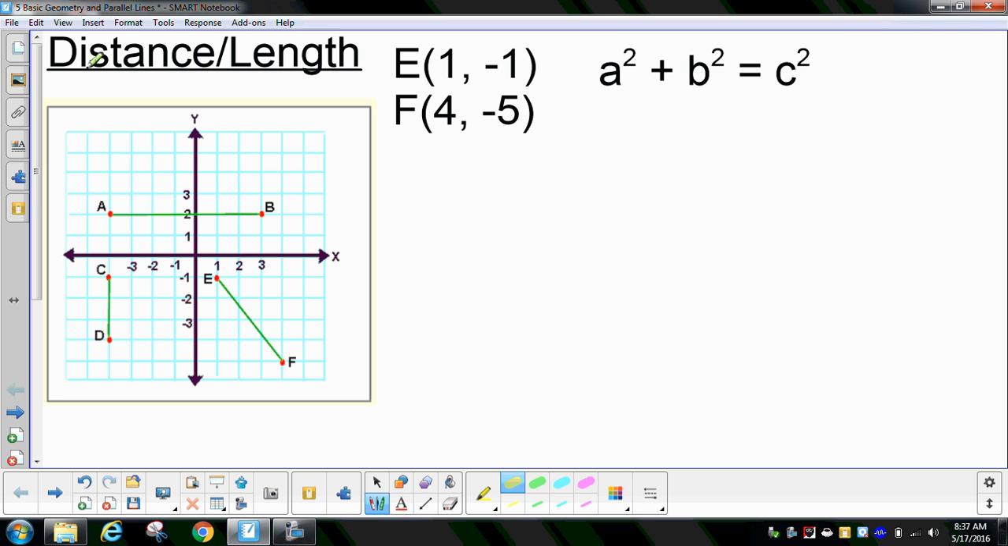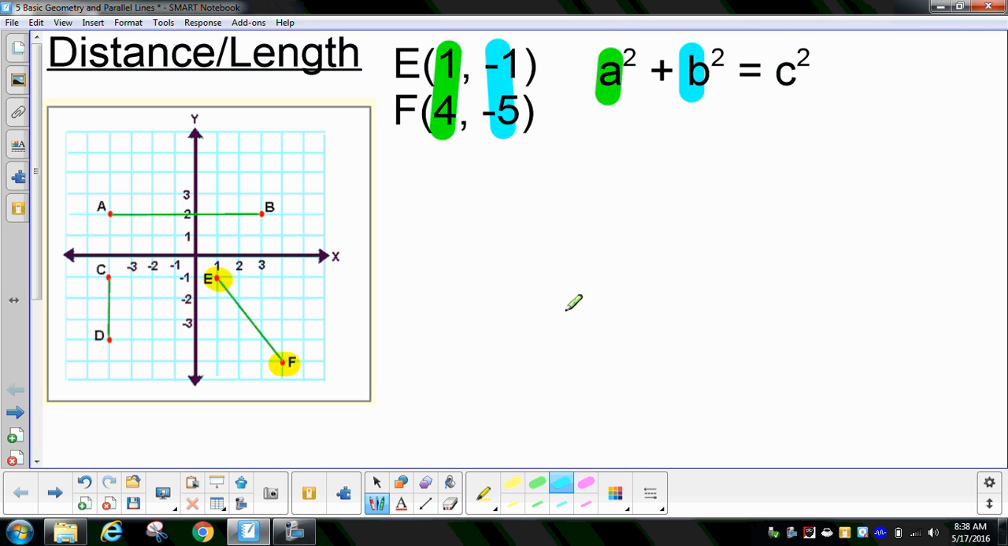So the first one was when we find distance or length in the coordinate plane. We have 2 points. We want to find how far apart they are. So I'm using E and F here. And there's the coordinates. Remember that we use the Pythagorean theorem. So for A, I just subtract the two x's. So I can do 4 minus 1. For B, I subtract the two y's, so negative 5 minus negative 1. And then I continue to solve to get C.